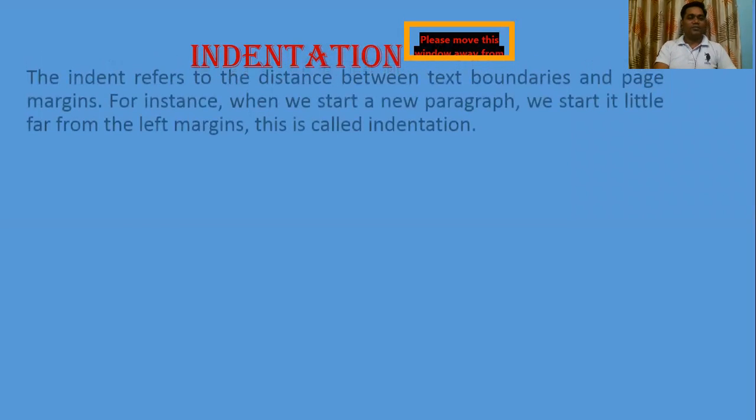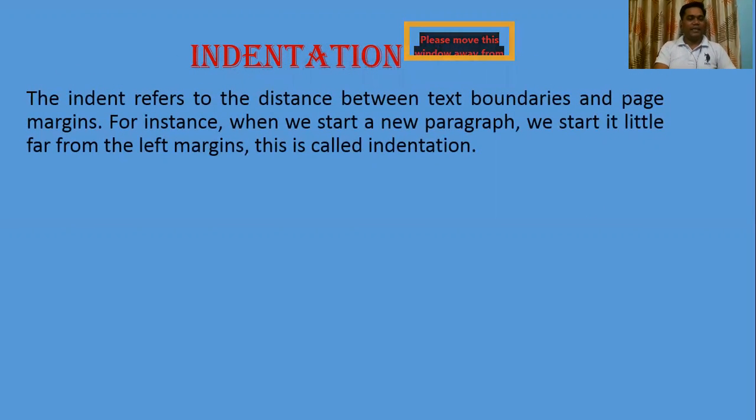Next thing is called indentation. The indent refers to the distance between text boundaries and page margins. For instance, when we start a new paragraph, we start a little far from the left margin. This is called indentation.